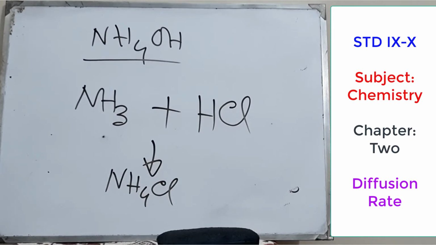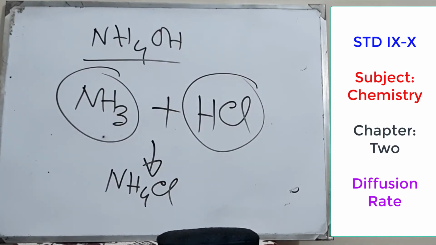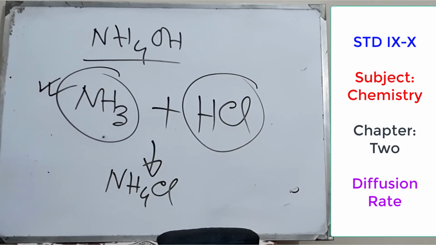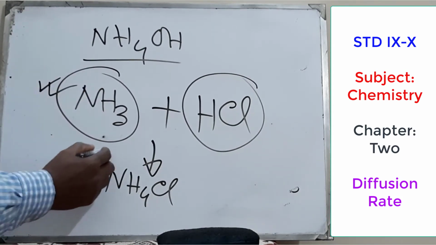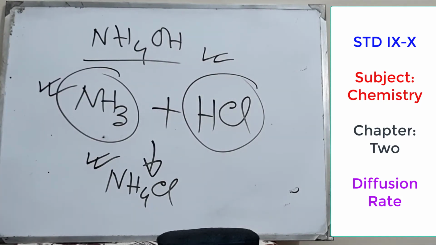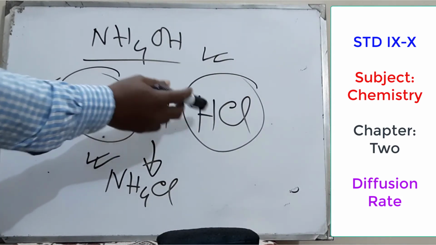This is chemical change. What is this? This is ammonia, a base. And what is this? This is hydrochloric acid. So the properties of ammonia are totally different from the properties of ammonium chloride. Hydrochloric acid is an acid. It will make the litmus paper red from blue. And this ammonia will change the color of the litmus paper from red to blue. This is base and this is acid.